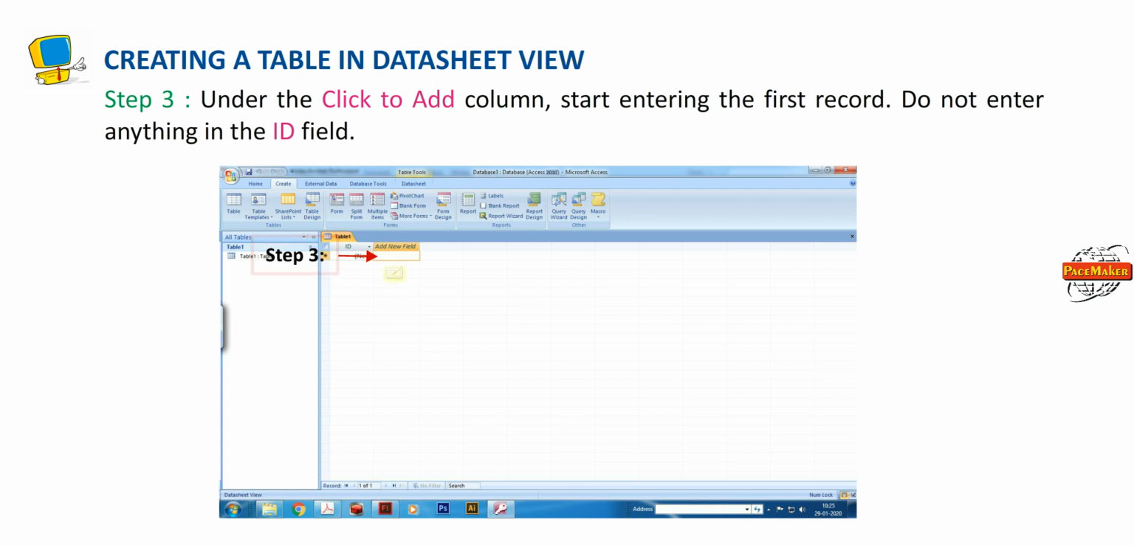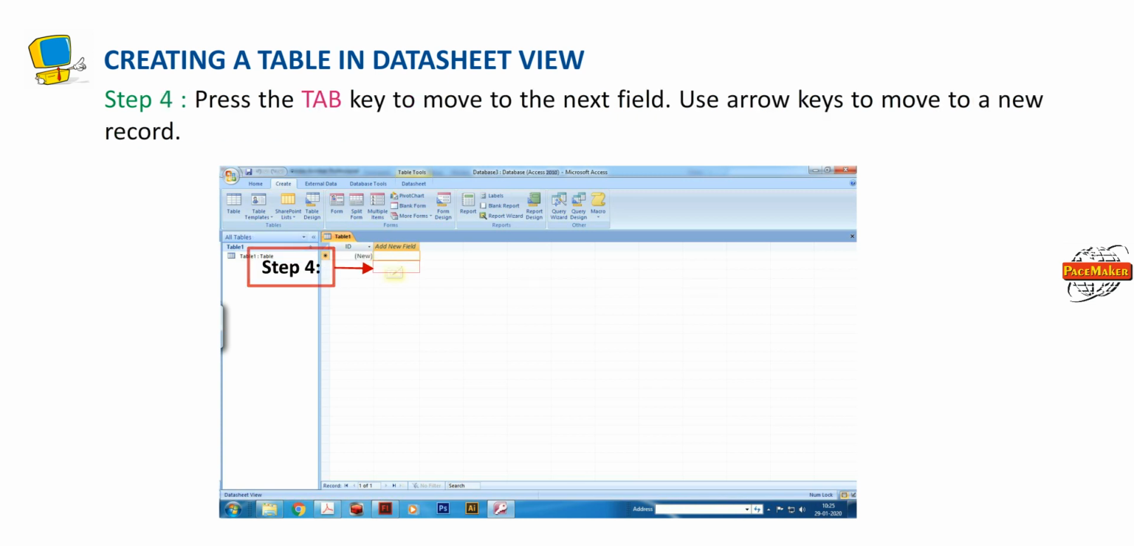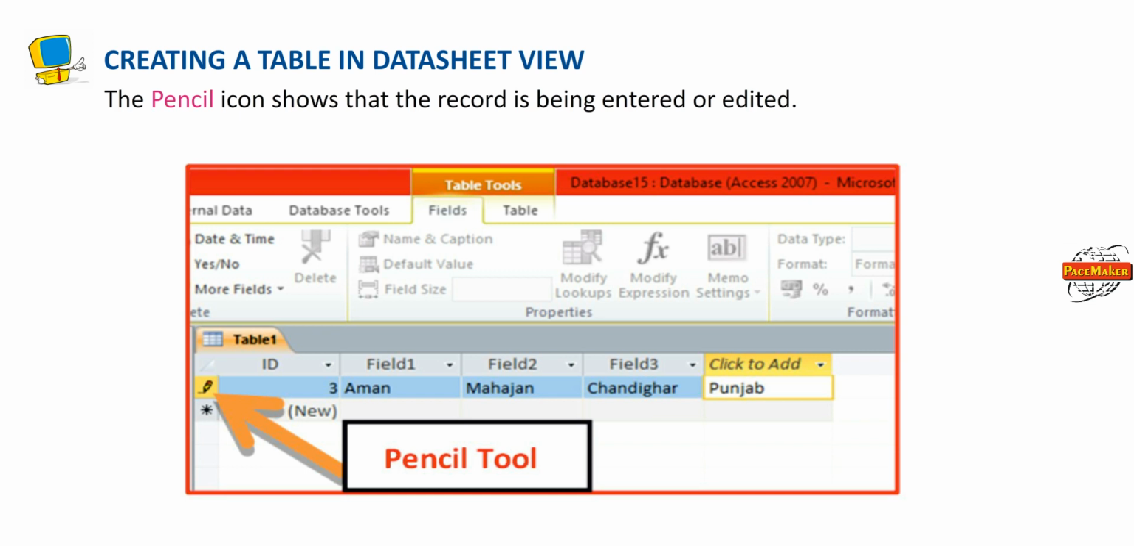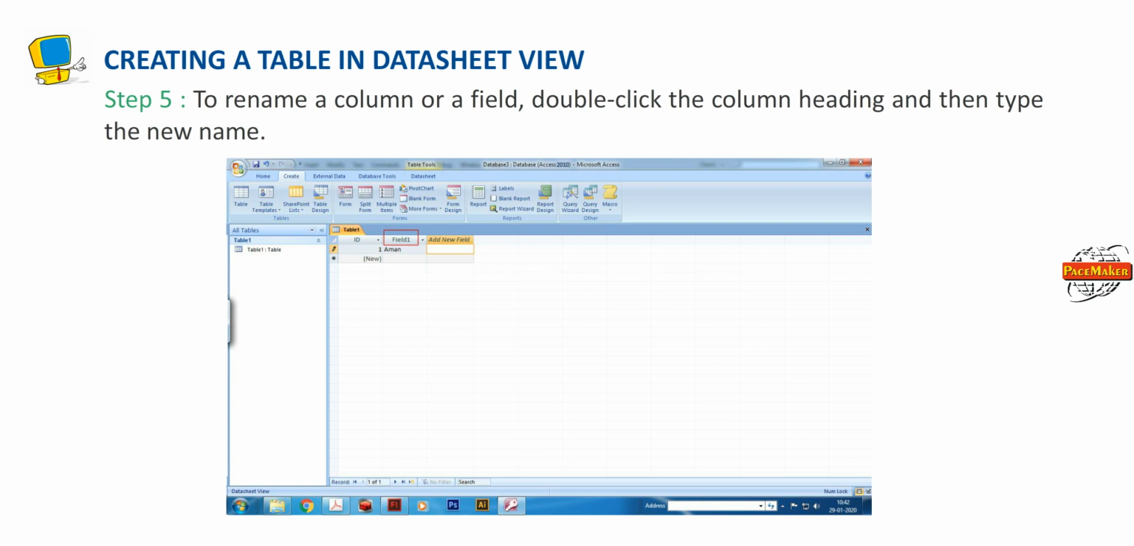Don't enter anything in the ID field. In Step 4, press the Tab key to move to the next field. Use arrow keys to move to a new record. The pencil icon shows that the record is being edited or entered. In Step 5, to rename a column or a field, double-click the column heading and then type the new name.